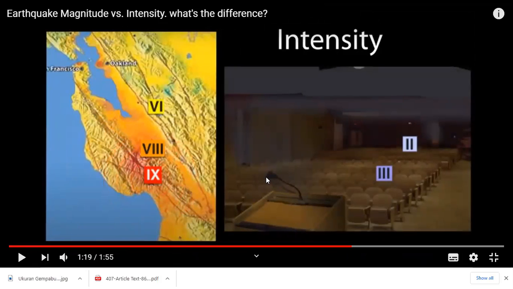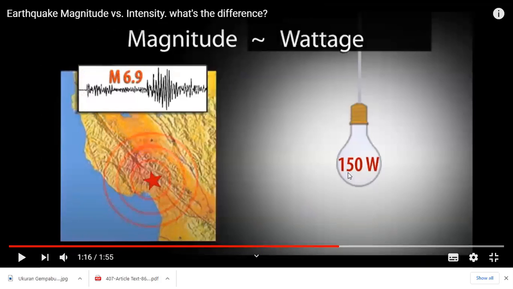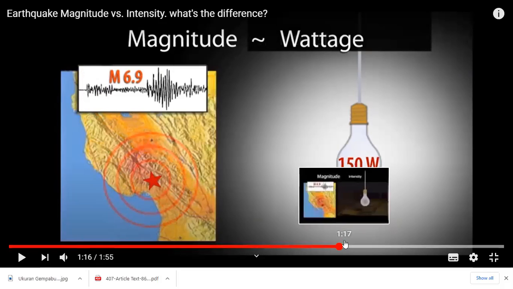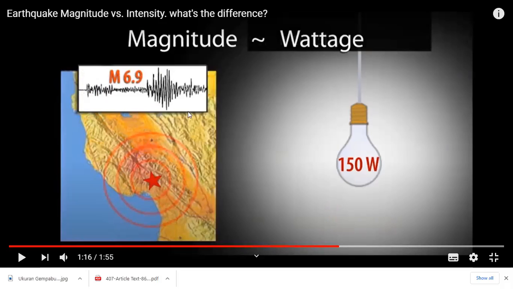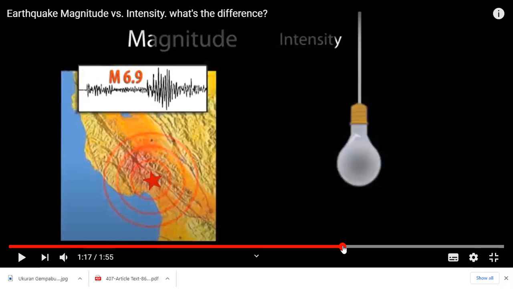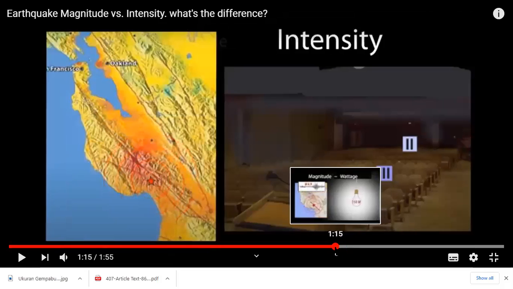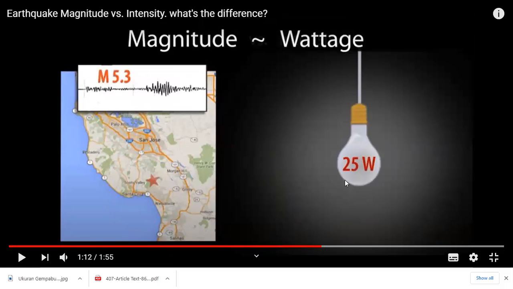So if you have a bulb, the measurement is called watt, by W here. For example, 100 W means watt. The contour is watt. For example, this is a scale of 6 or 9, like that. And if there is a smaller one, 25, maybe the scale of 5.3.